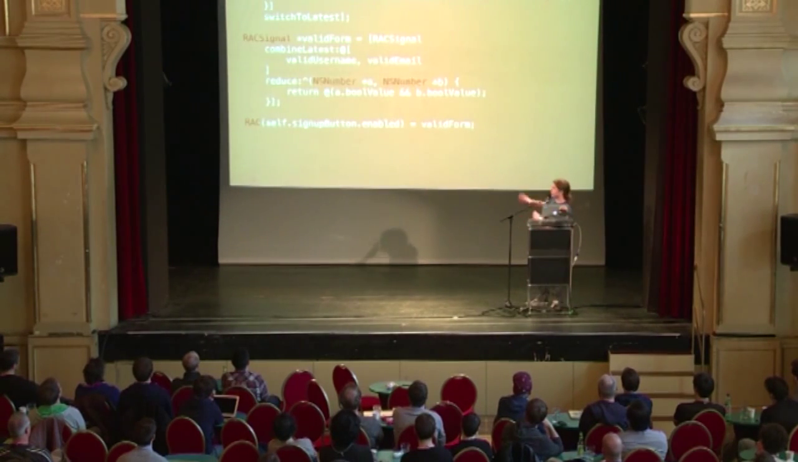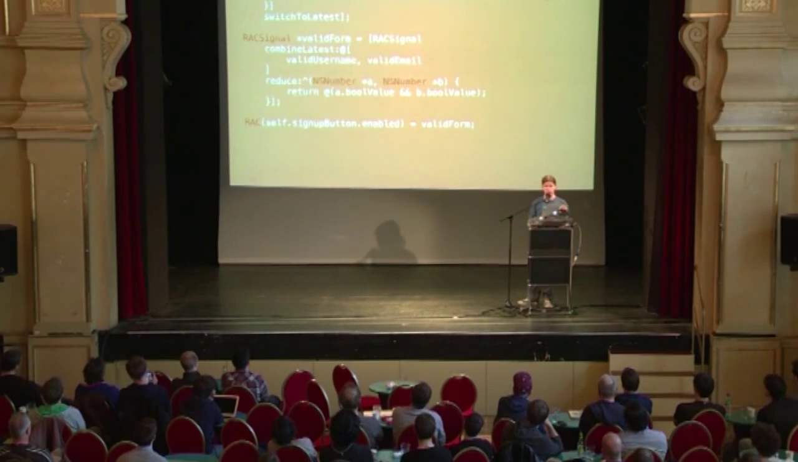But what's going on here? So we take the text signal that RAC offers us as a convenient way to deal with UI text fields, and whenever the contents of the text field change, it sends a new string over the signal. So if I enter my email address, it would be R, RO, ROB, ROBB, and so forth. And on that signal, we call map and apply a mapping. And here, we take that email address and return a new signal.